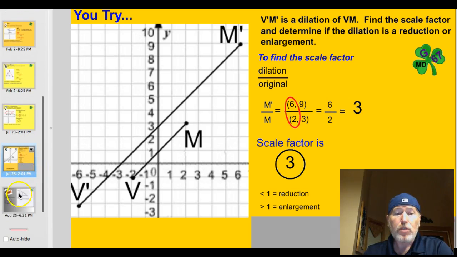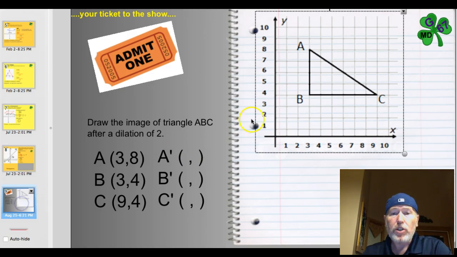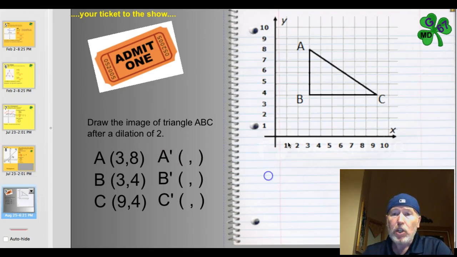All right, you're ready for the ticket to the show. I know you've been very patient with me tonight. You're waiting for the answer to that trivia question. So here's what I'm going to have you do. I'm going to have you take a look at this triangle ABC, and I've given you the coordinate points for A, B, and C. I want you to figure out what A prime's coordinates are, B prime's, and C prime's.